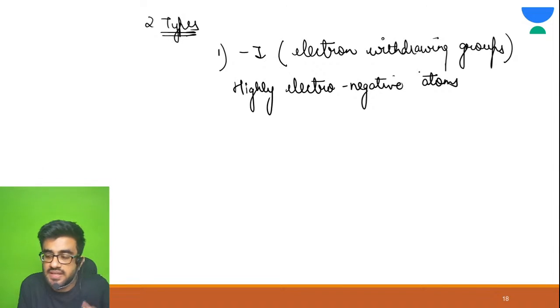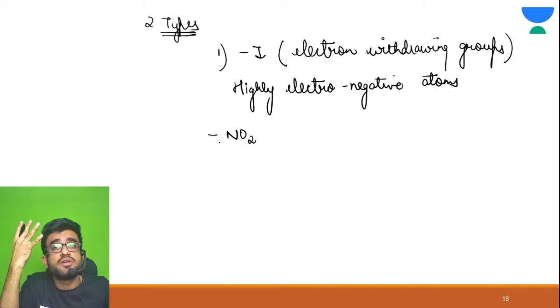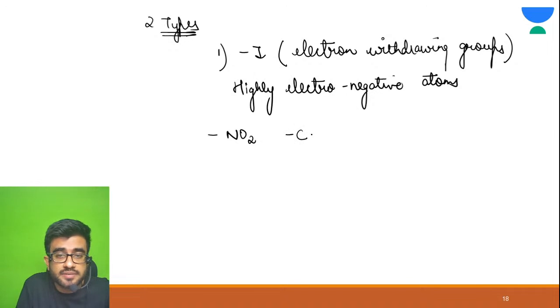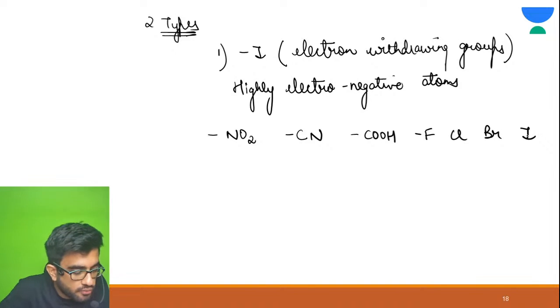Alright, now there is a series. Examples of minus I are NO2, nitrogen and two oxygens, highly electronegative atoms. They will withdraw the electron from carbon. Cyanide. Similarly COOH, two oxygens, these are highly electronegative atoms. Similarly fluorine, chlorine, bromine, iodine, halogens, these are all highly electronegative atoms. So they behave as minus I groups. Is this much clear to all of you?